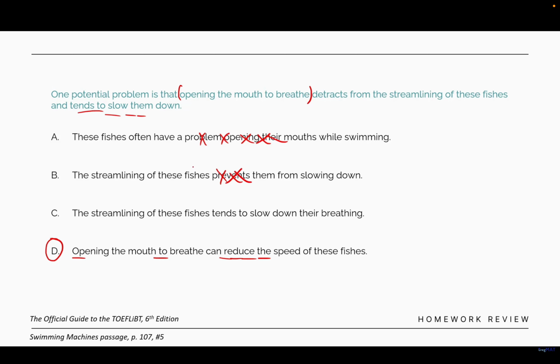Okay, how about C? The streamlining of these fishes tends to slow their breathing. It's kind of the reverse. Breathing slows them down, not slowing down their breathing. It's like they reverse cause and effect, right? Yeah, exactly. Cool. Great job.